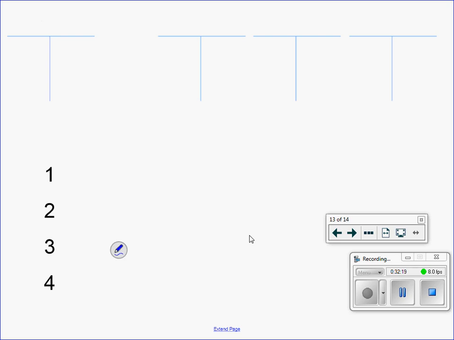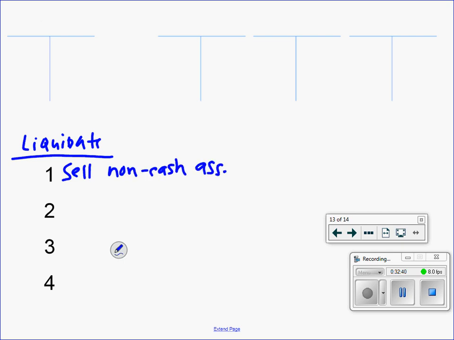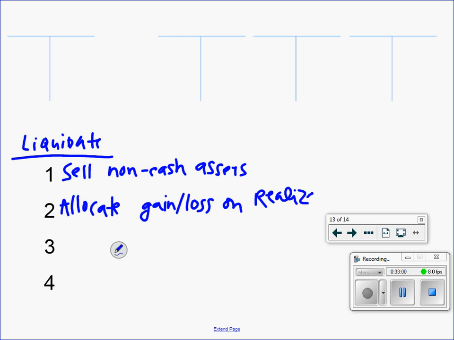Let's first talk about the 4 steps to liquidate. You guys remember the 4 steps, what we do first, second, third, fourth? What do we sell? We sell our non-cash assets. And then what do we do? Allocate the gain or loss, what is the fancy word for that? Just remember this one from yesterday. It starts with R. Realization.